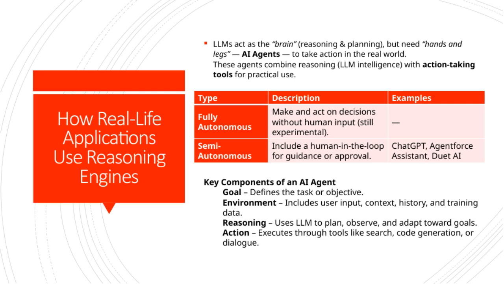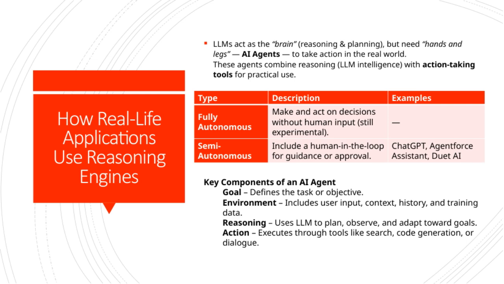Then we have reasoning. This is where large language models, or LLMs, come into play. They help the agent plan, observe what's happening, and adapt its actions to stay on track towards its goal. Following that, there's the action component, which involves executing tasks through various tools, like conducting a search, generating code, or engaging in dialogue.